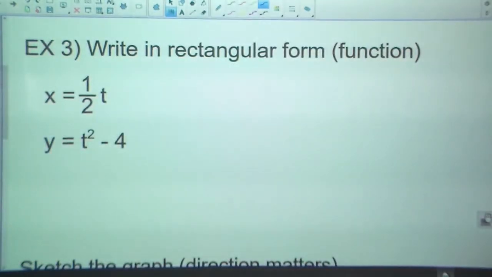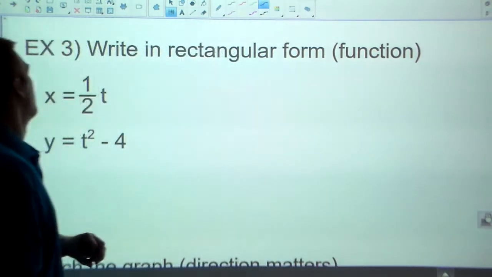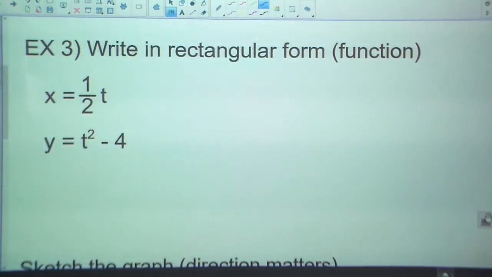So here's an example. Write in rectangular form, which is just a fancy way to say function form. The parametric set is x equals 1/2 t and y equals t squared minus 4.